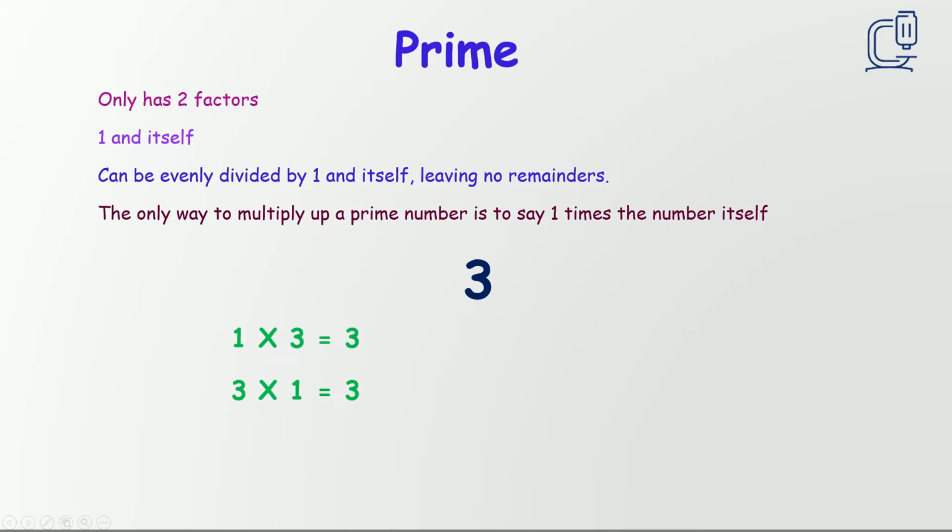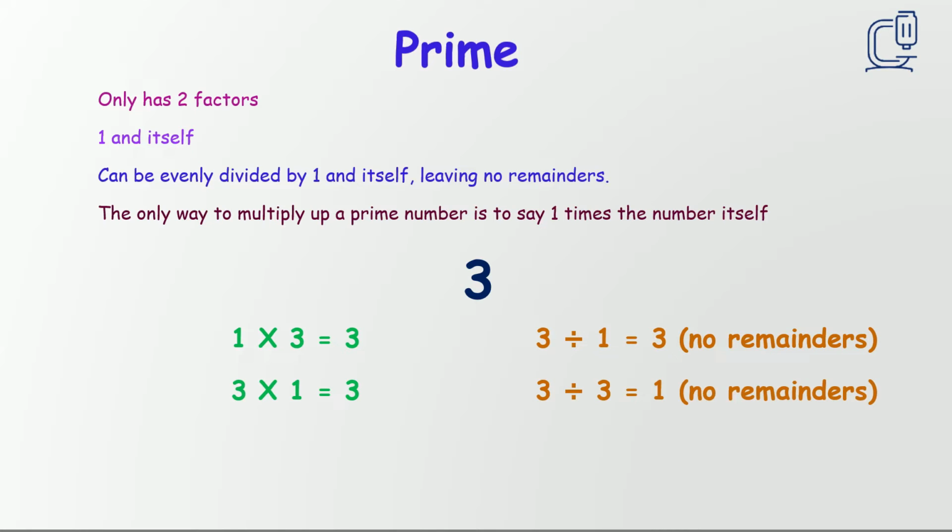Or we can use division. So 3 divided by 1 is 3, leaves no remainders, and 3 divided by 3 is 1. There is no other way to divide 3 and get a whole number answer. For example, we cannot use 2 as the answer, as it would be a fraction and therefore not a natural number.